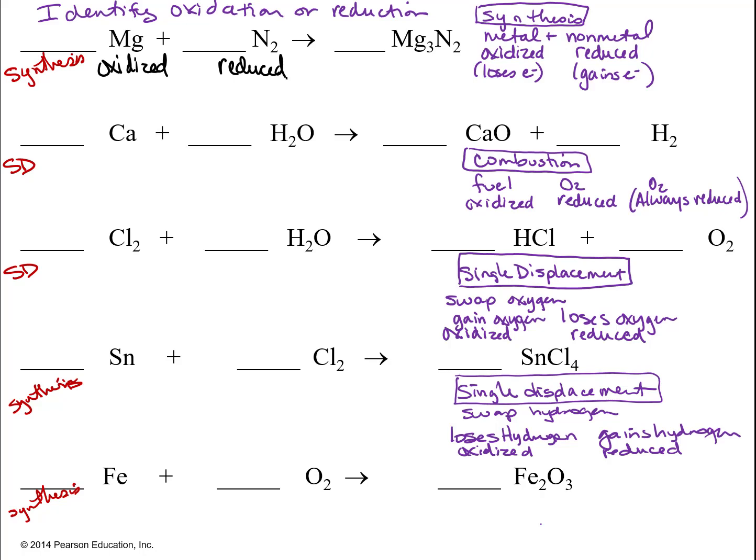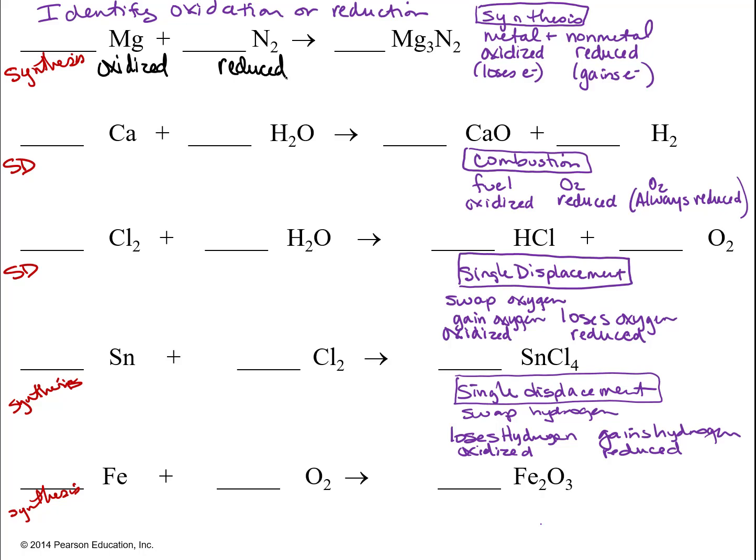So then single displacement is going to be one of the swapping. So you got to figure out what gets swapped in this reaction. Does hydrogen get swapped or does oxygen get swapped? So look at the beginning. See, chlorine's all by itself, but then as a product, chlorine is now with something else. So look at the reactants. So I have chlorine and I have water. So I have both hydrogen and oxygen.